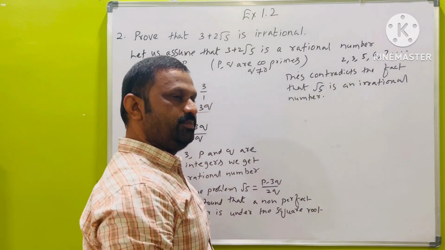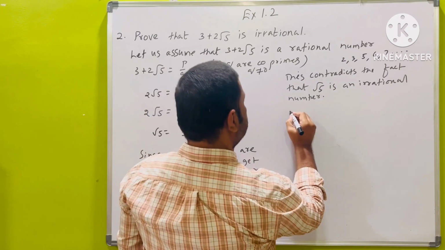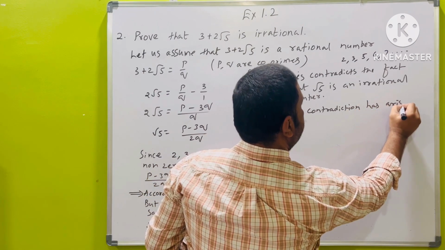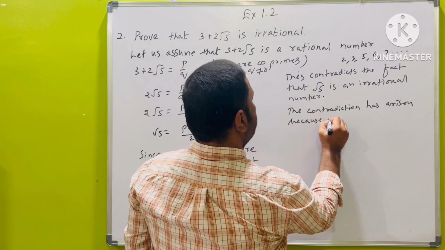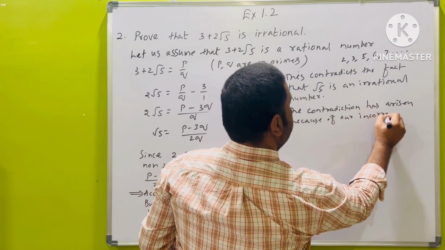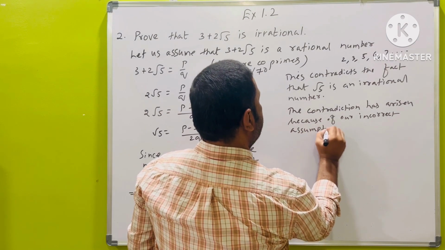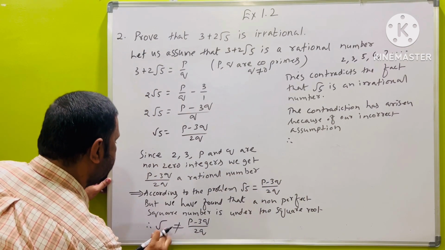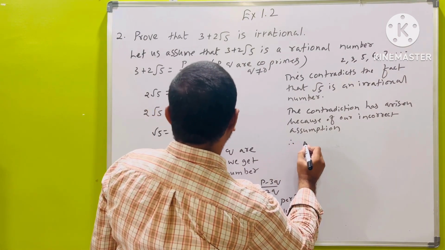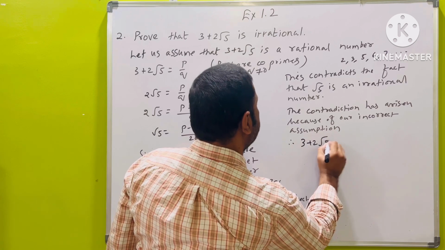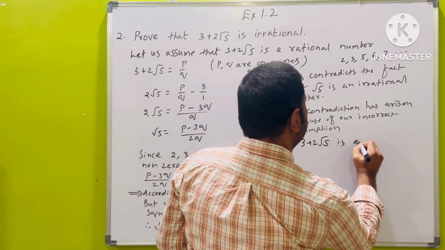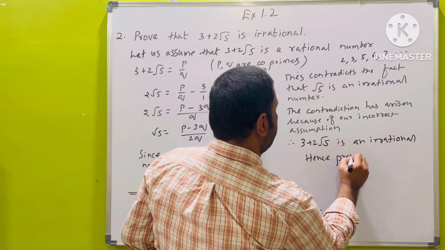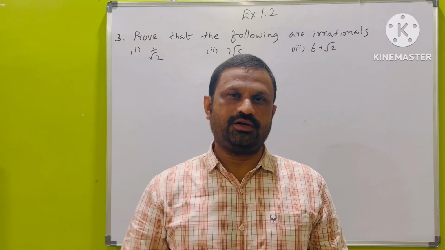The contradiction has arisen because of our incorrect assumption. Therefore, root 5 is irrational, so 3 plus 2 root 5 is an irrational number. Hence proved.